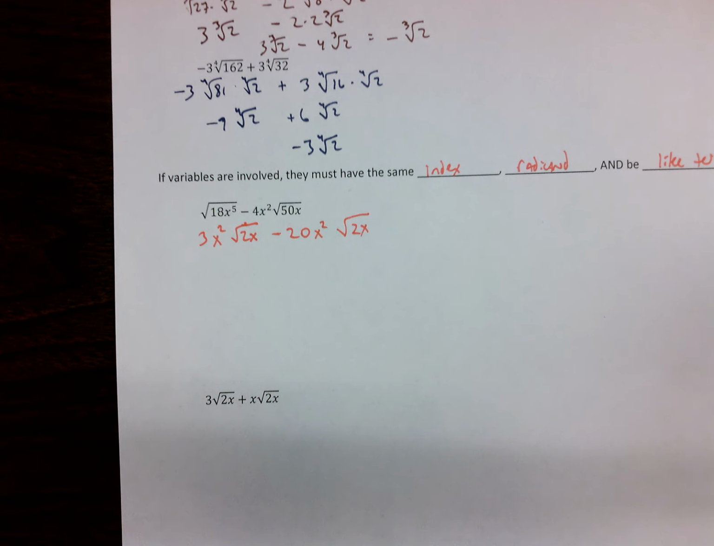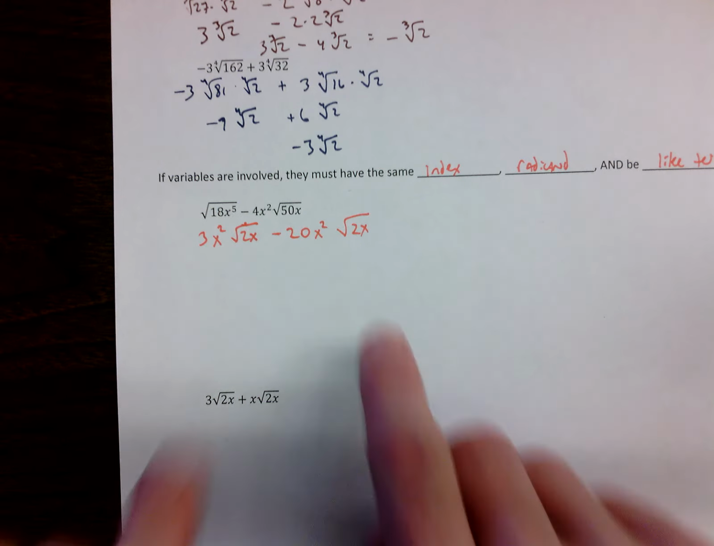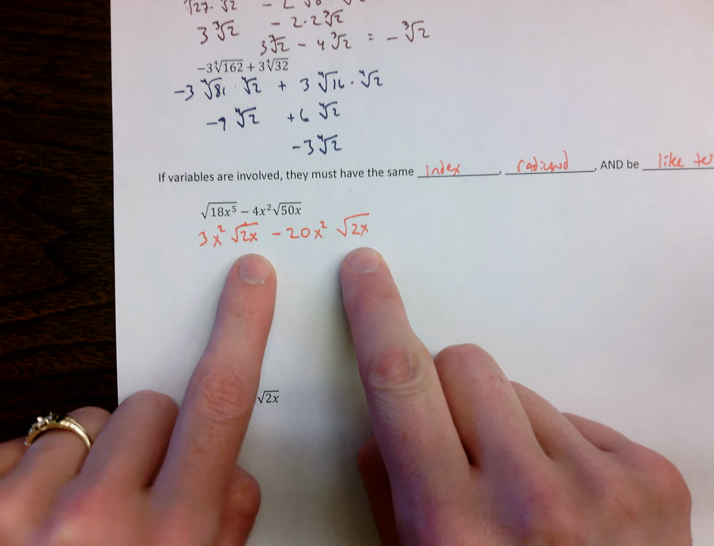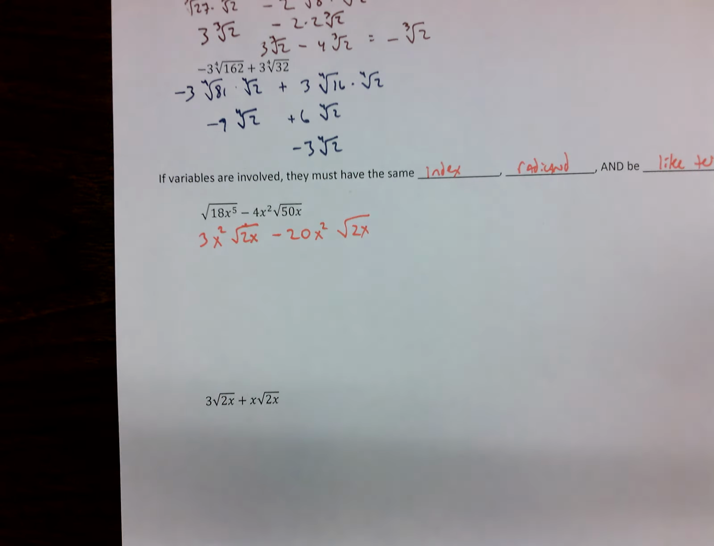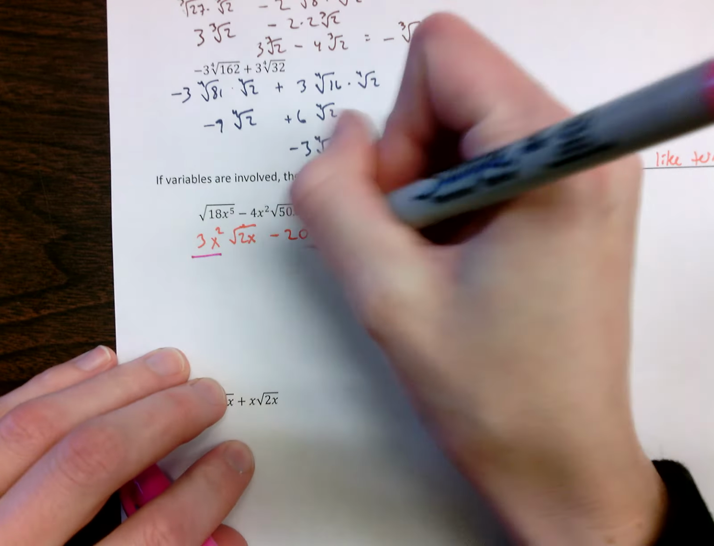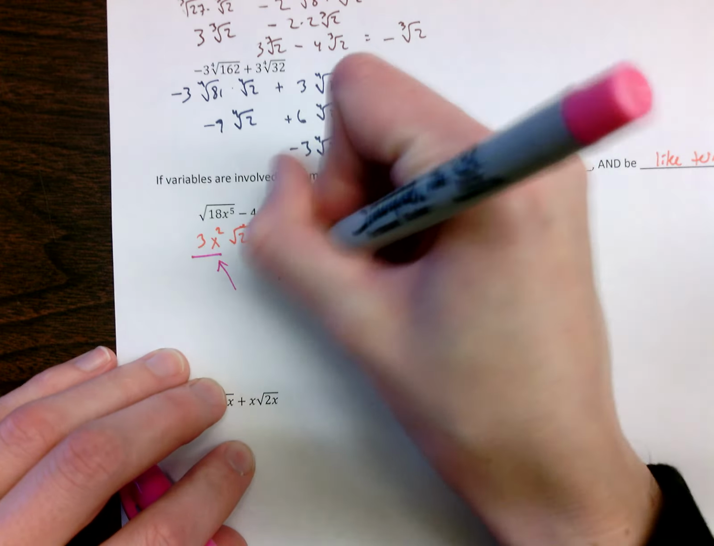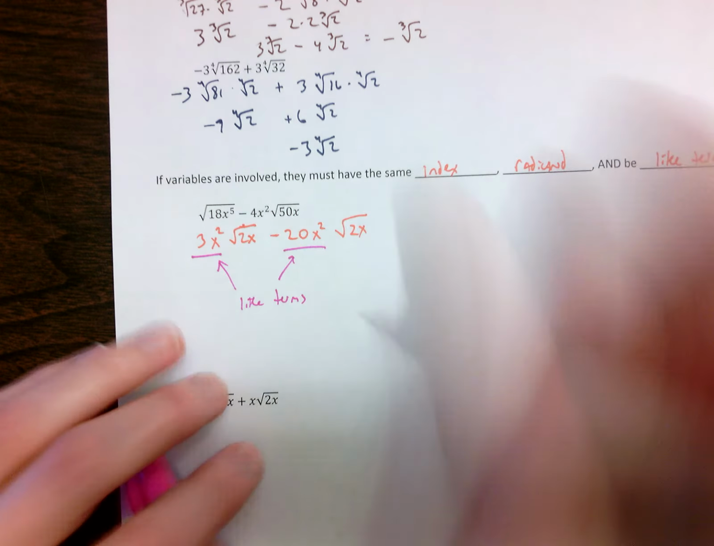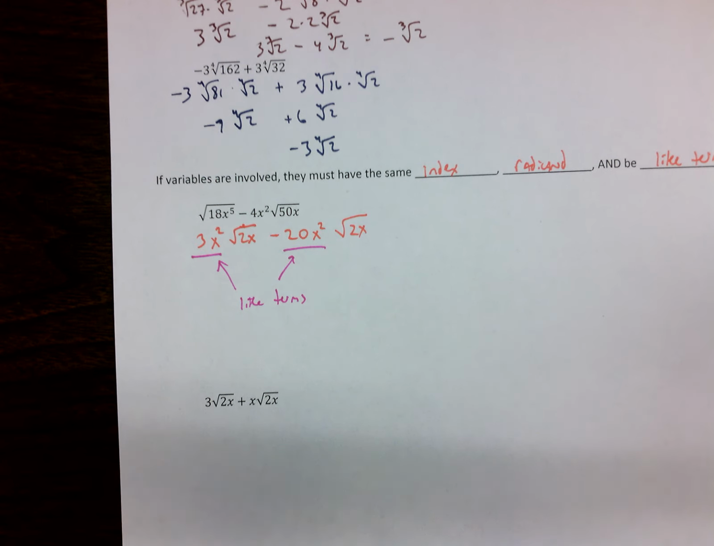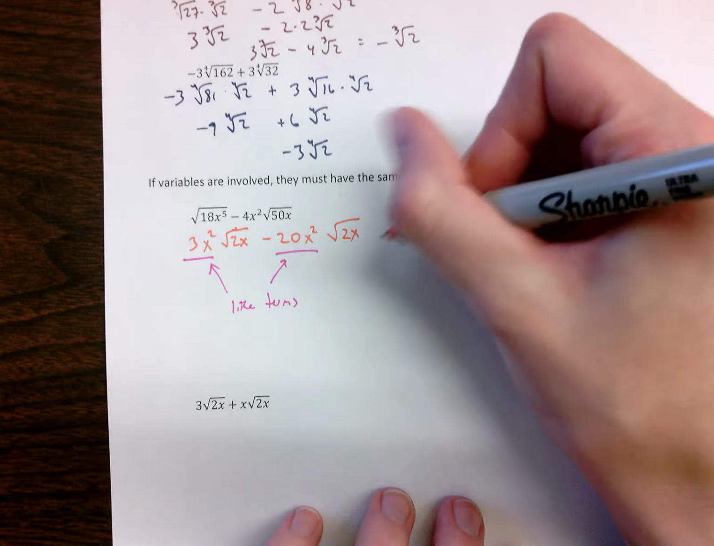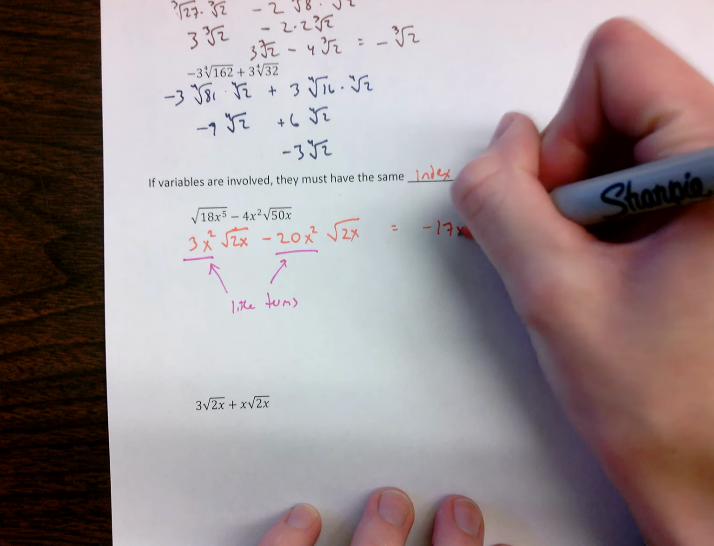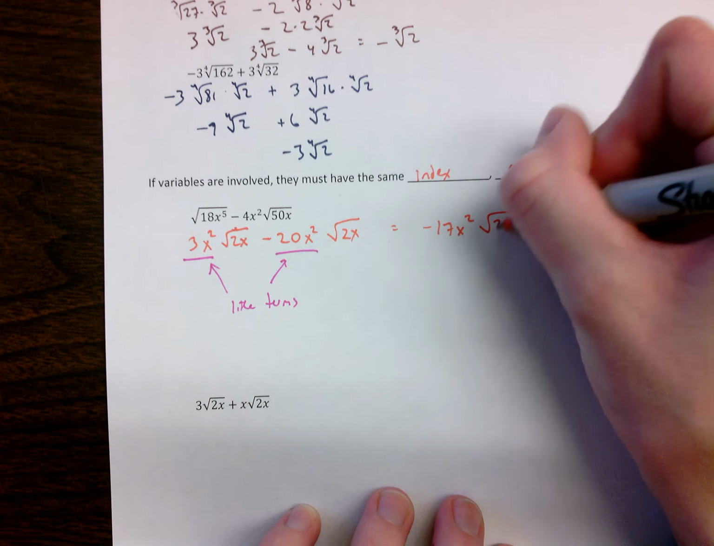Okay, and now these two are like terms, okay? So the thing that we're checking for is we have the same index number, they're square roots. We have the same radicand, that's good. And the thing that we need to check for is that these two coefficients have to be like terms. That's what we're double checking for here. Okay, and in this case, they are like terms, so I'm going to go ahead and subtract these. So 3x squared minus 20x squared is negative 17x squared, and then your radical stays the same.